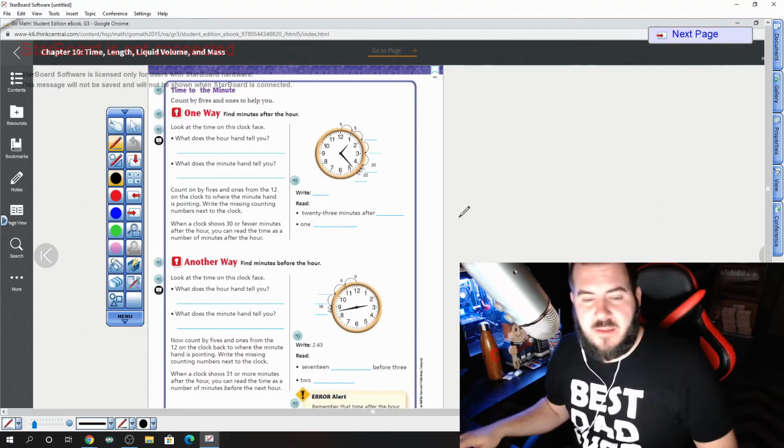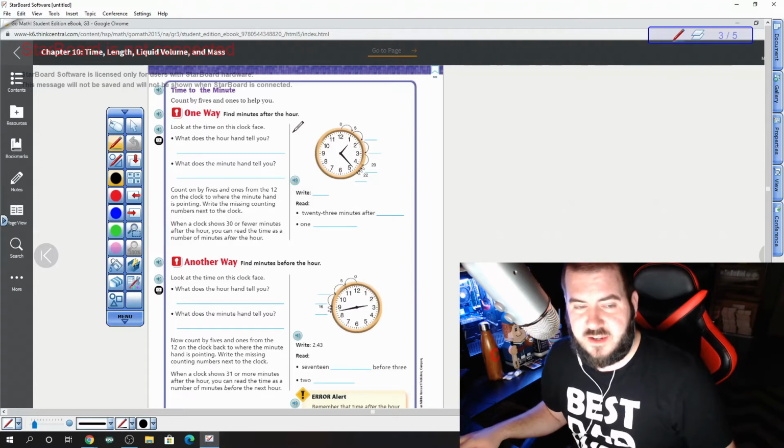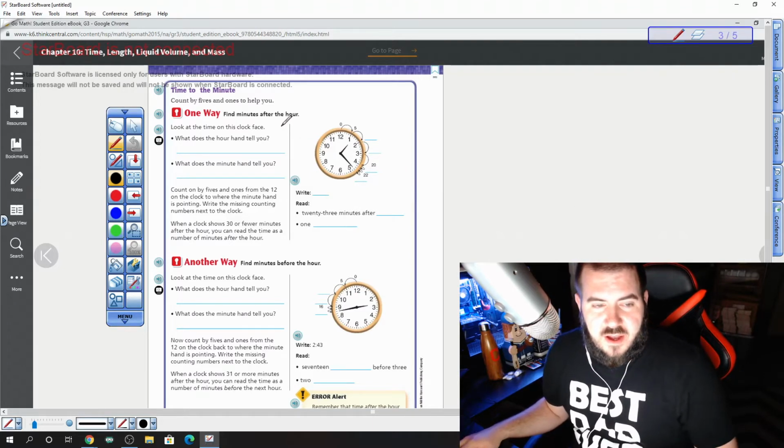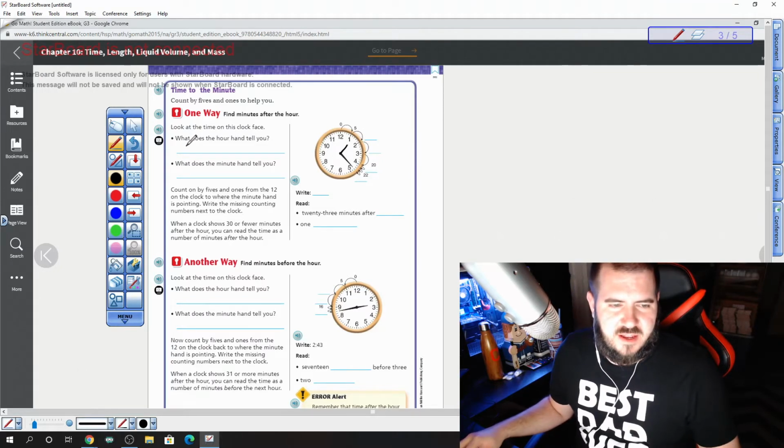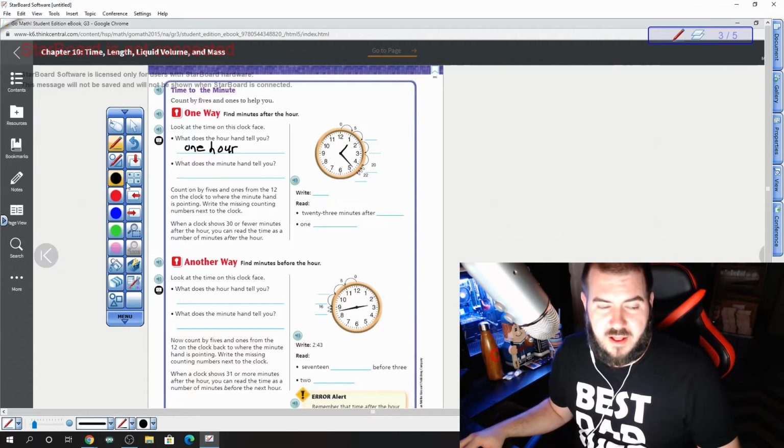Look at the time on this clock face. What does the hour hand tell us? Okay. So we're looking at the hour hand. It's right here in between the 1 and the 2, which means it is the first hour, or 1 hour into the day, or on the time on the clock. Let me say that in a better way. So we'll say it this way.